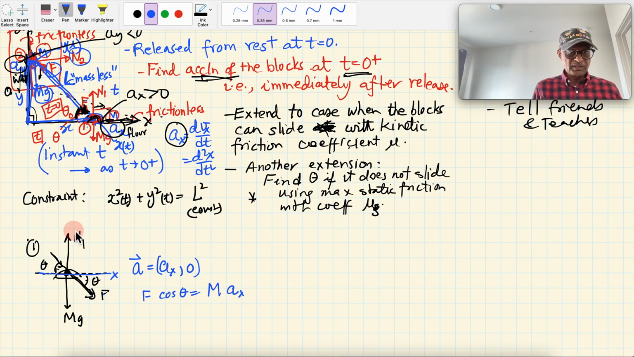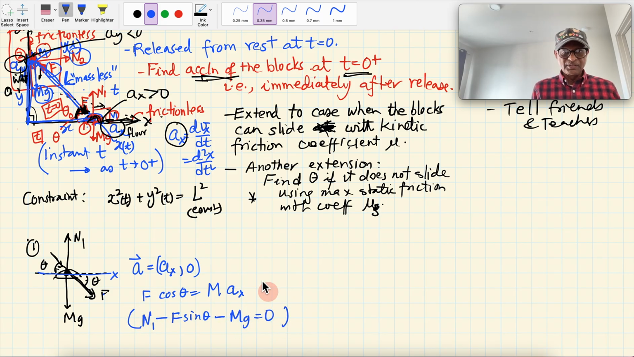ax, and along the y direction you will have, probably not needed because I'm going to introduce one unknown, minus f sine theta minus mg equal to 0. So I have got one more equation, but I introduced one more unknown and I didn't get anything out of it, right? So just this equation is sufficient. This equation is going in the direction I want it to go.